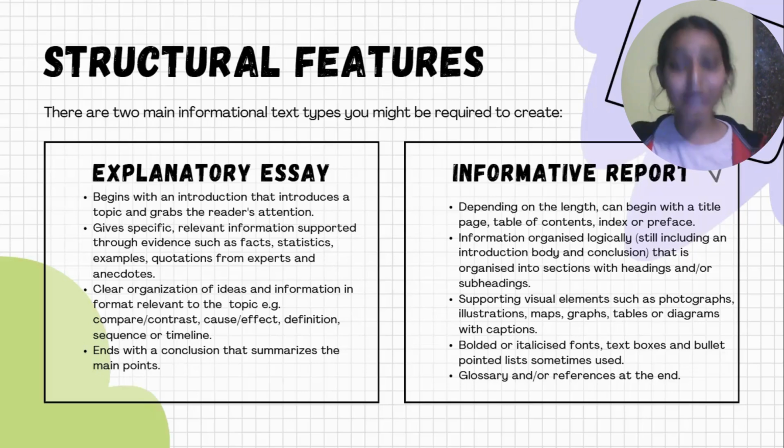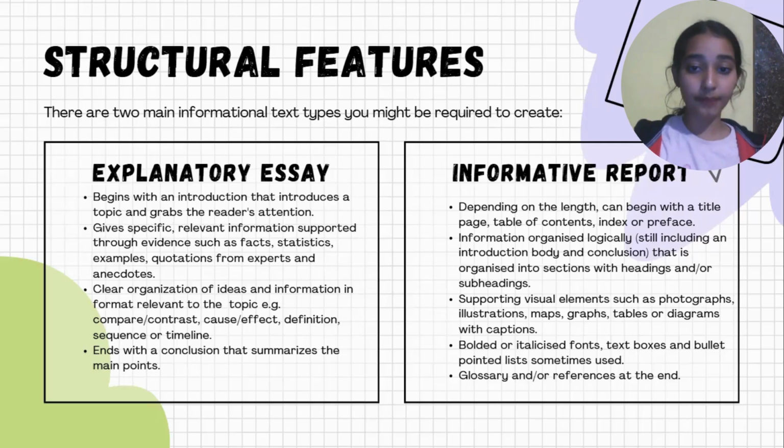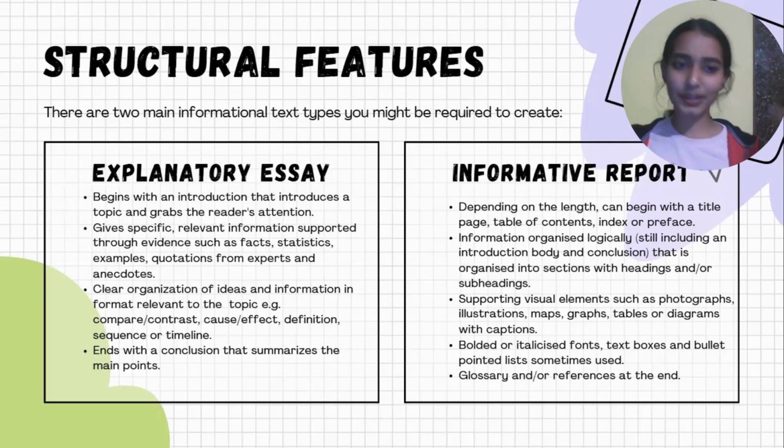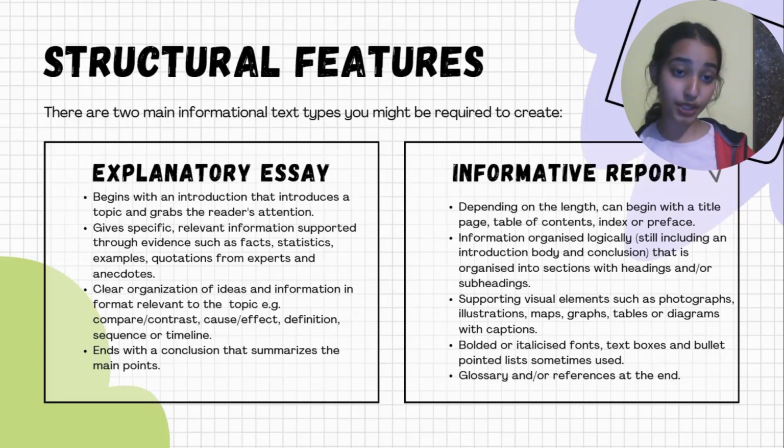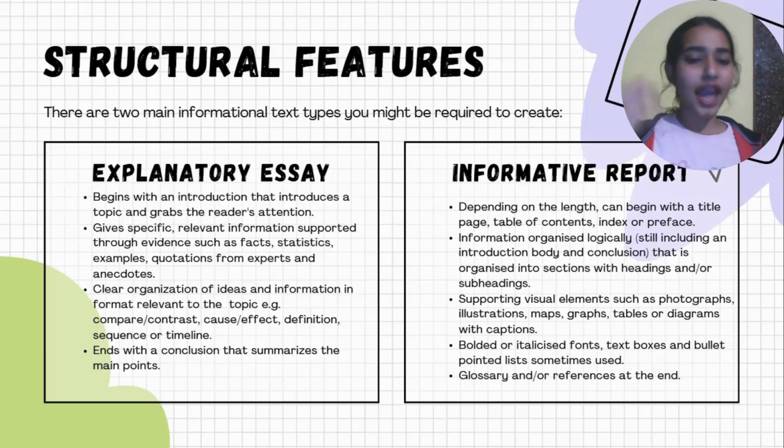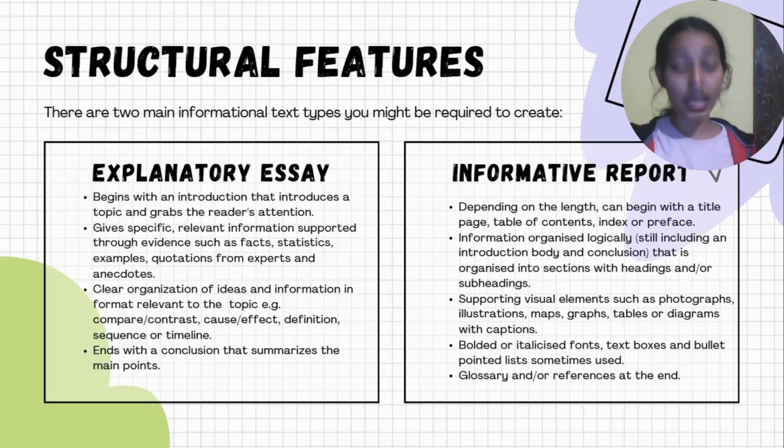You need to give specific, relevant information supported through evidences such as facts, reports, statistics. You need to give quotations, examples from experts so that it will be authentic. Clear organization of ideas and information in the format relevant to the topic. Example, cause, effect, advantages, disadvantages, pros, cons, sequence, timeline, compare, contrast. So all these things should be there in an explanatory text.